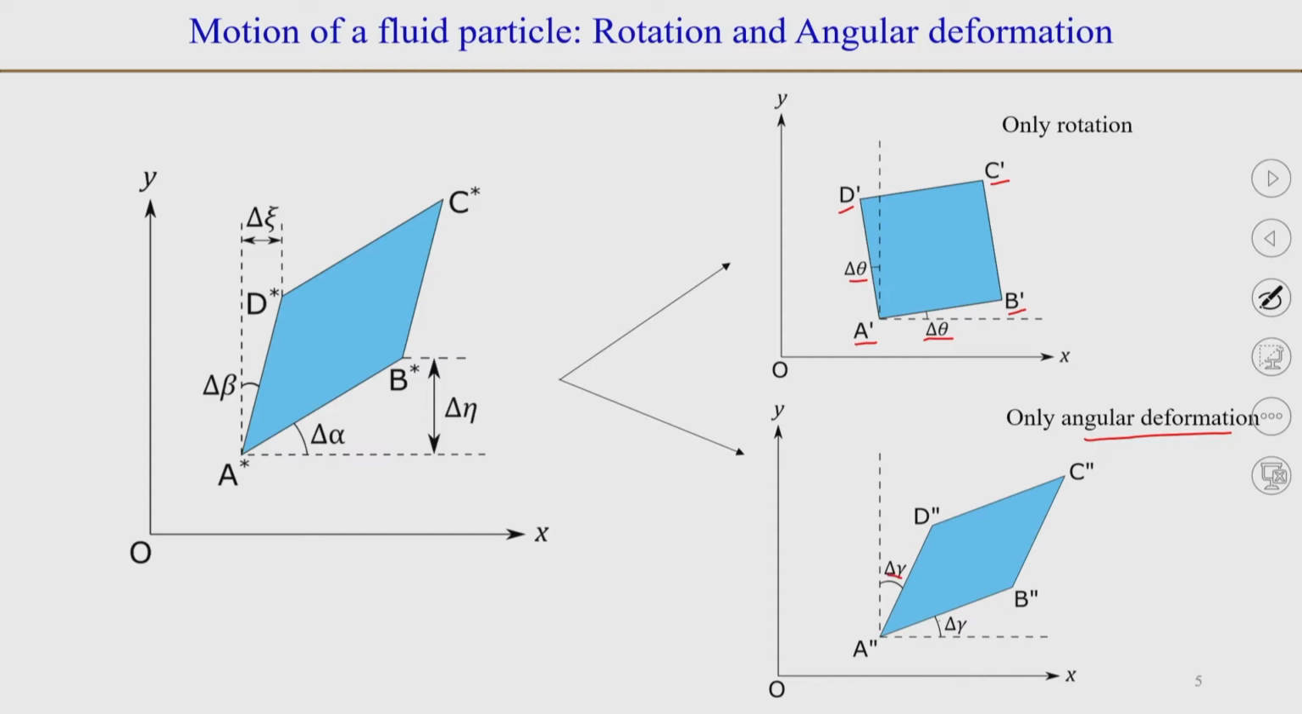Now, if it had been only angular deformation, then the angle would have changed by a magnitude of 2 delta gamma. So, delta gamma is the rotation of side AB, and delta gamma in the other direction is the rotation of side AD. So, the angular deformation of this fluid element is 2 delta gamma.